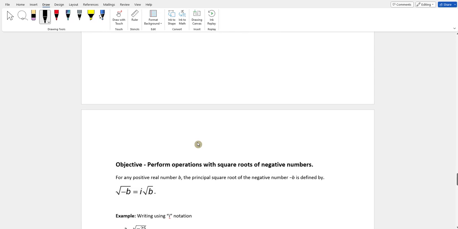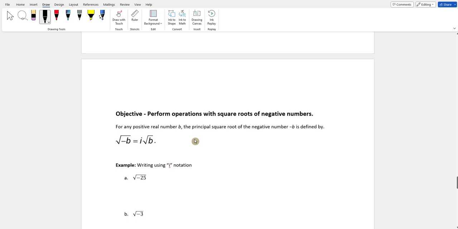Now we're going to talk about how to perform operations with square roots of negative numbers. So if you have the square root of negative b, it'll simplify into i square root of b. And that's because we're going to split this up. I'm going to bring this negative out, and I'm still going to keep it under the radical sign. The square root of negative 1, if you remember the imaginary rules, would be i. And then we have the square root of b. So that's why this simplifies into this.